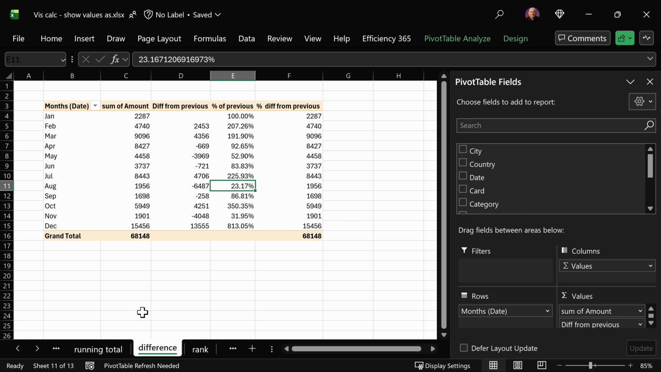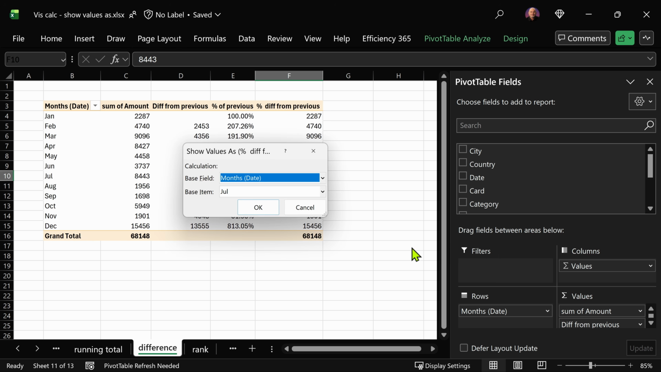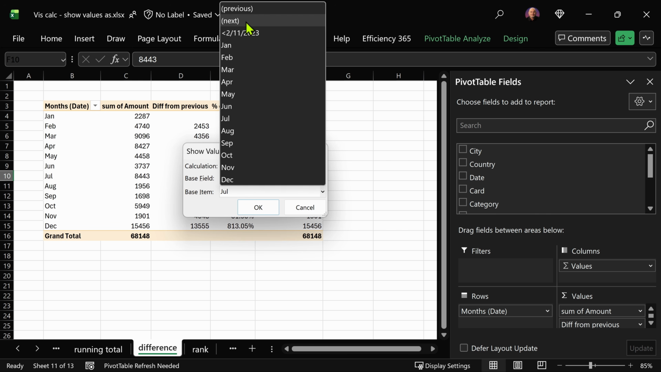Now you see this was 2200, became 4700, so almost double. So it's telling me 207%. Now these values become bigger. Instead of that, I just want to look at the difference percentage wise. That means I want to look at this value, then I want to look at the difference and then convert it to a percentage. So that's called percent difference from. Again, from where? Previous value.